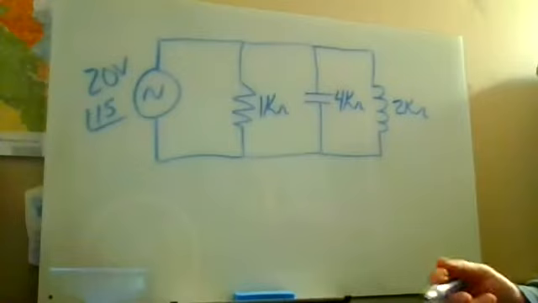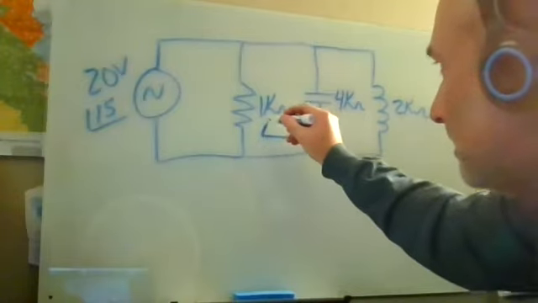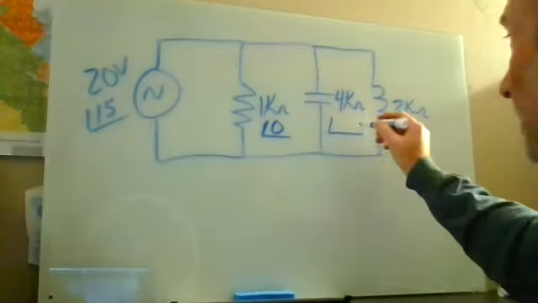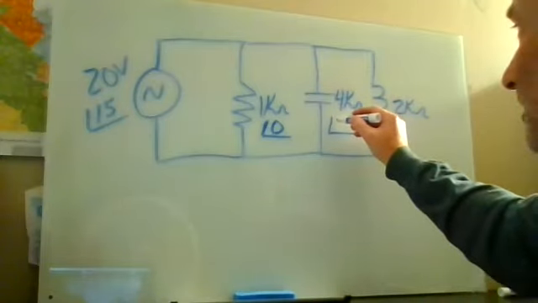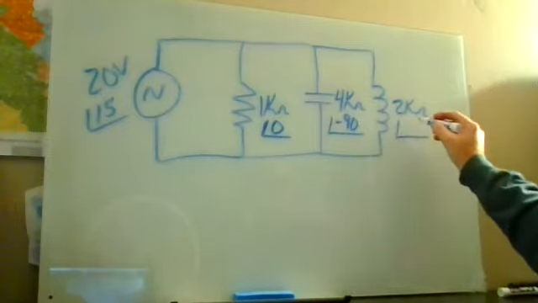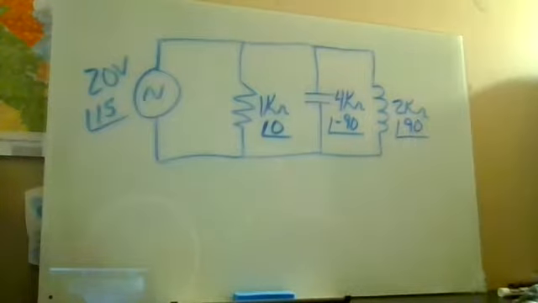Next thing I'm going to do is put angles on everything. My resistors always have an angle of 0. My capacitors always have an angle of negative 90. And my inductors always have an angle of positive 90. So now I'm ready to go.